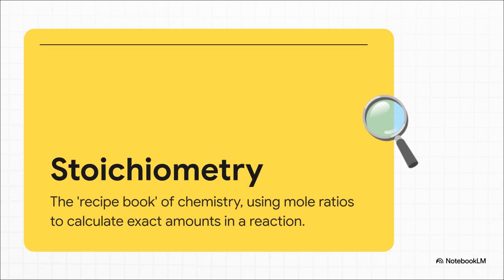Next, we have stoichiometry. Yeah, it's a big word, but it's for a really simple and powerful idea. This is chemistry's recipe book. You wouldn't bake a cake by just guessing the amount of flour and sugar, right? Well, stoichiometry is how we do the exact same thing for chemical reactions, making sure we get precisely what we want with absolutely no waste.